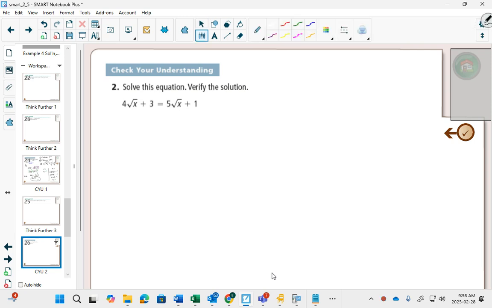Recognize this is a radical equation because we want to solve for x, and x is inside of the square root. Even saying the words, you recognize, hey, that's a radical equation. A radical equation is when I have an x inside the square root.